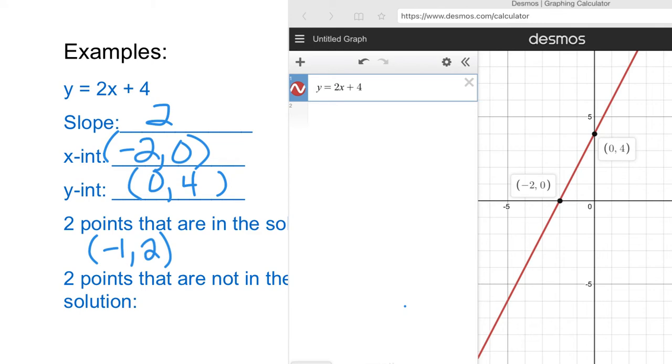Let me go find another one. And again, you could use some decimal ones if you wanted to. I'm going to go find some nice pretty ones, but you could use decimal points there if you needed to. Negative 4 was another one that I saw.